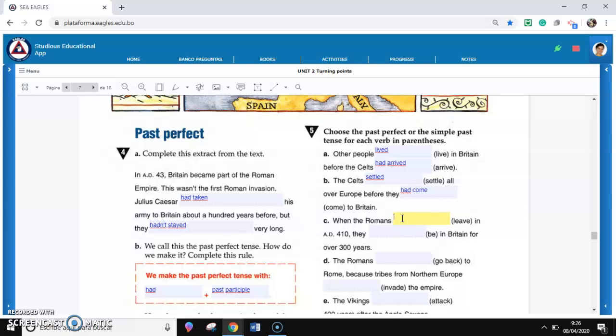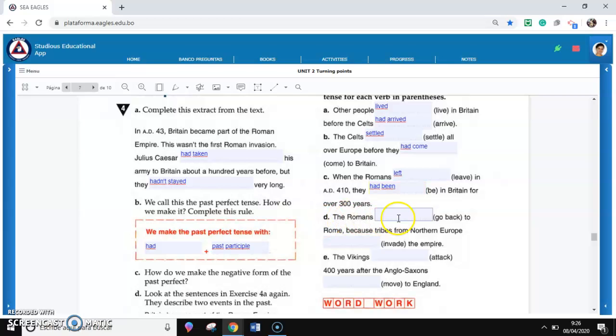Let us see. When the Romans left in AD 410, they had been in Britain for over 300 years. They had been in Britain for over 300 years. So this happened before the other actions. Remember, when we use the past perfect tense, we use two different tenses, the past simple tense and the past perfect tense.